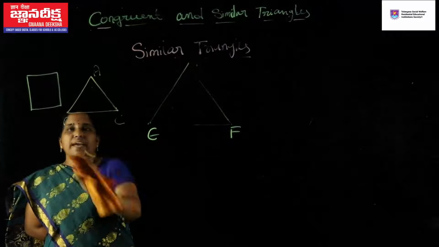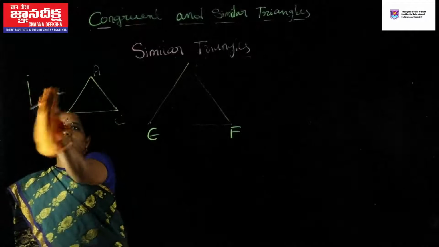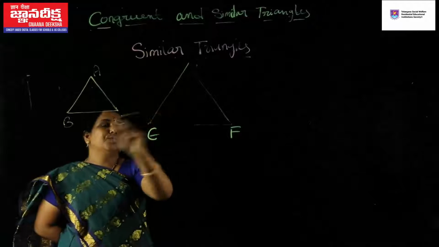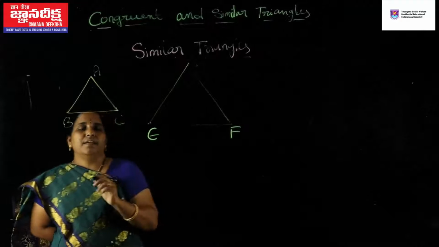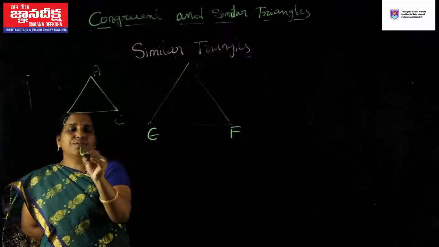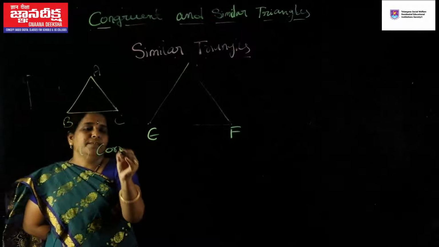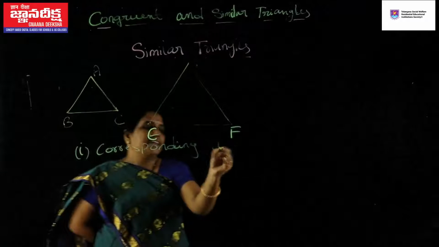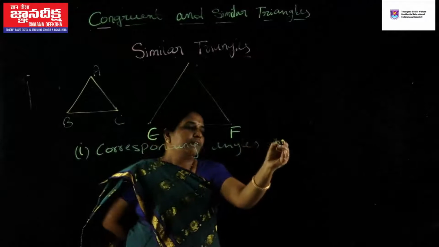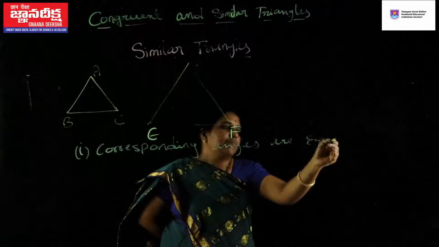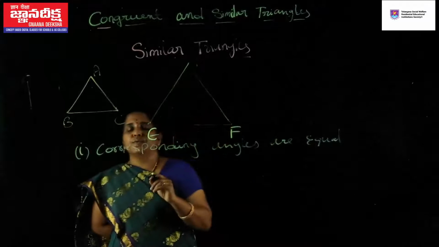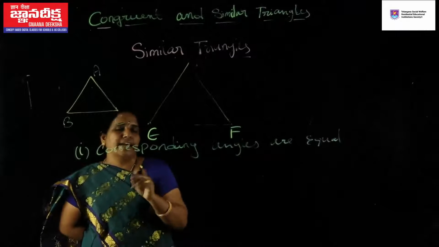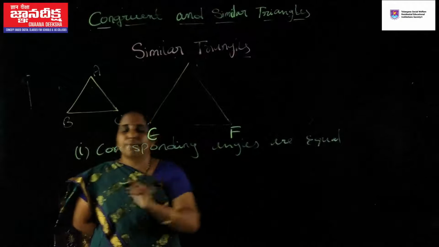So, I have two triangles, ABC and DEF, right? When these two triangles are said to be similar, there are two rules. First rule is the corresponding angles are equal. So it is the same as congruency. In congruence also two triangles must have corresponding angles congruent and must have equal angles. So here also corresponding angles must be equal.